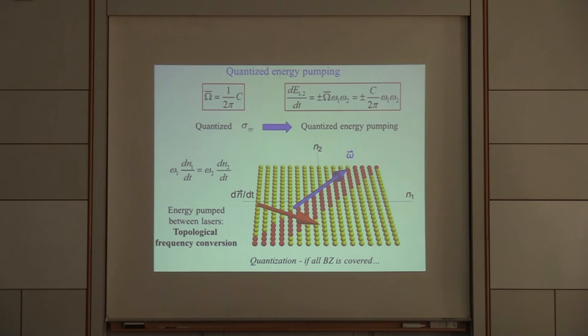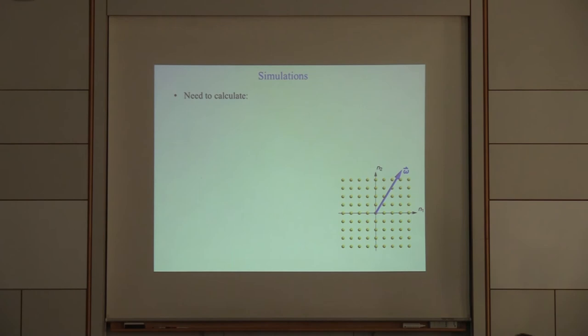All right, so in order to show that this works, we need to actually simulate it. So let's do a simulation. What we need to calculate is the work done by each one of the sources. To calculate this work, practically what you need to do is take the term in the Hamiltonian that corresponds to drive I, differentiate with respect to time, take the expectation value in the instantaneous state, and integrate over time. That's the integral of the power of each of the sources.